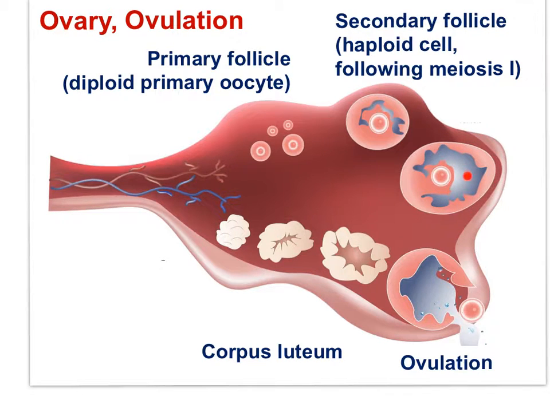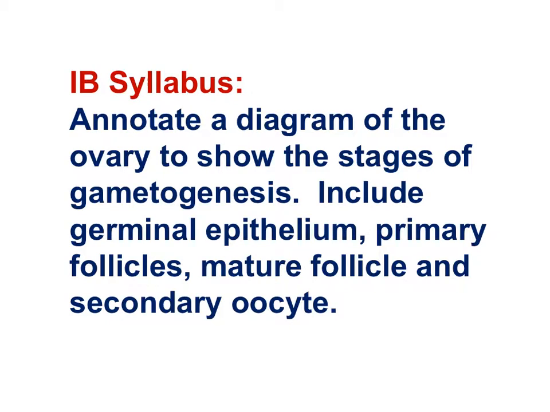Meiosis 1 has occurred. The mature secondary follicle ruptures. This is known as ovulation, releasing the secondary oocyte into the oviduct approximately on day 14 of the menstrual cycle. The part of the follicle that remains within the ovary becomes what's known as the corpus luteum. The corpus luteum continues to secrete progesterone and estrogen in the second half of the menstrual cycle. These hormones target the endometrium of the uterus to ready the lining of the uterus for implantation of an embryo in case of fertilization.